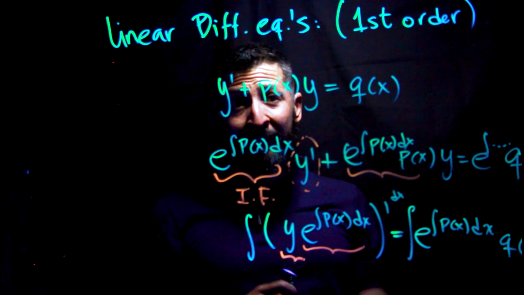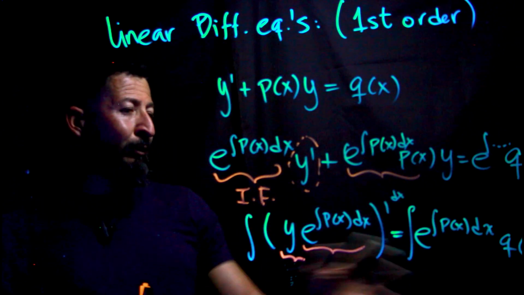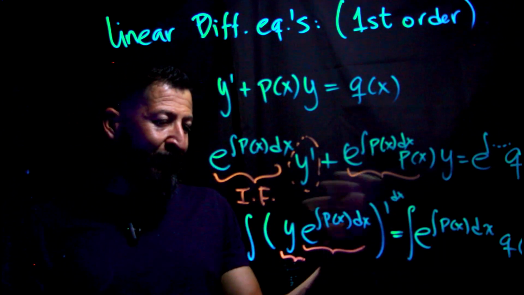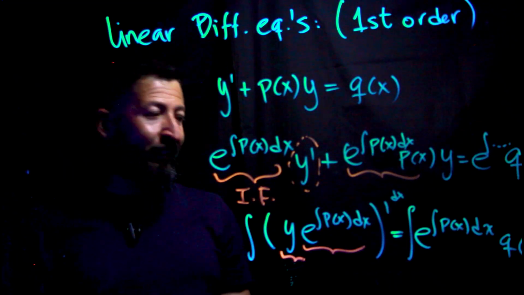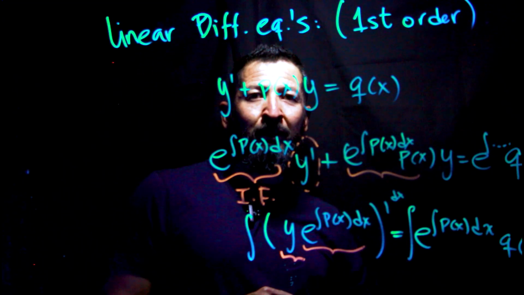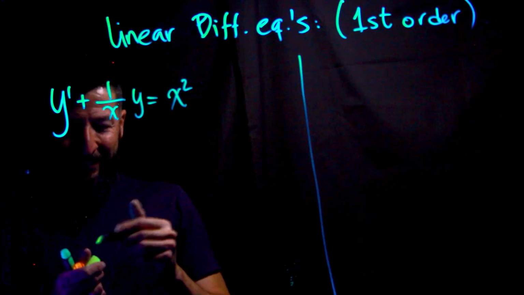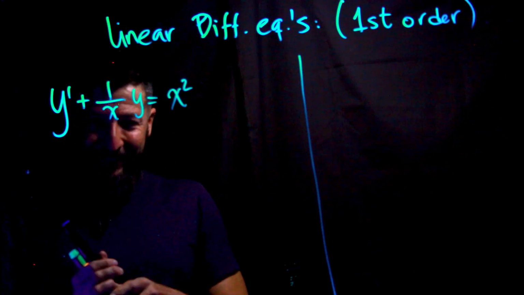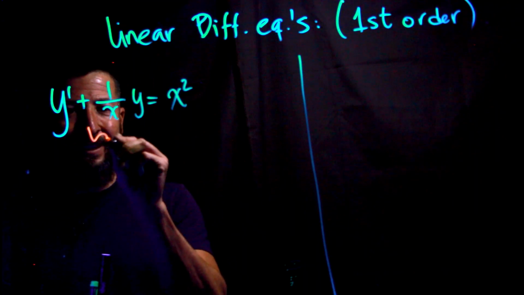All right, so let's go ahead and do that. Let's look at how this method works in practice. So let's go ahead and erase and start with one problem. So p of x would be this right here, 1 over x.